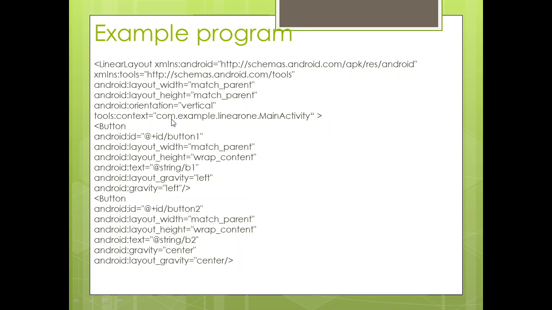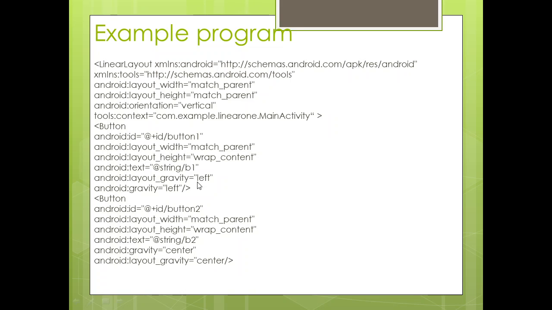Tools context example linear1 main activity. Now I am taking two button codes over here. I am creating the first button. The width of the button would be match parent, the height of the layout would be wrap content, and the text would be @string/b1.